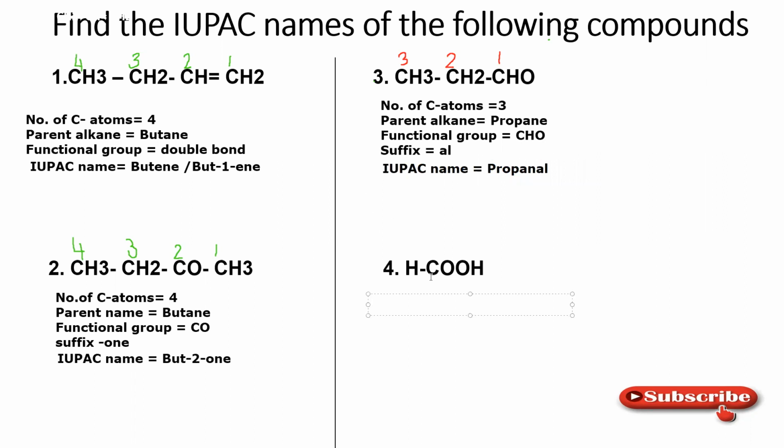Now, the next question is HCOOH. Only one carbon is there. So the number of carbon atoms is equal to 1. If one carbon atom is present, what is the parent name? Parent alkane is methane.